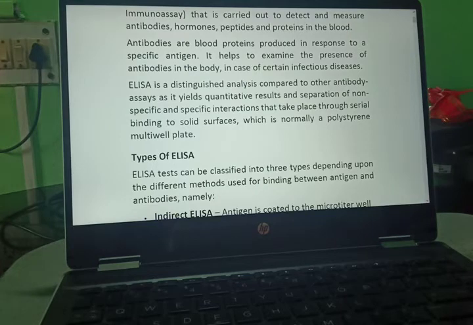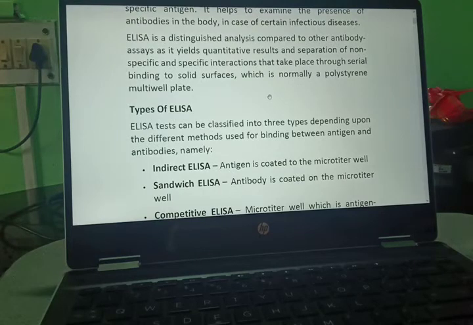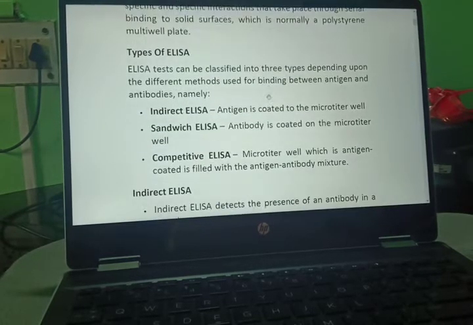Antibodies are blood proteins produced in response to a specific antigen. It helps to examine the presence of antibodies in the body in case of certain infectious diseases. ELISA is a distinguished analysis compared to other antibody assays as it yields quantitative results and separation of non-specific and specific interactions that take place through serial binding to solid surfaces, which is normally a polystyrene multiwell plate.